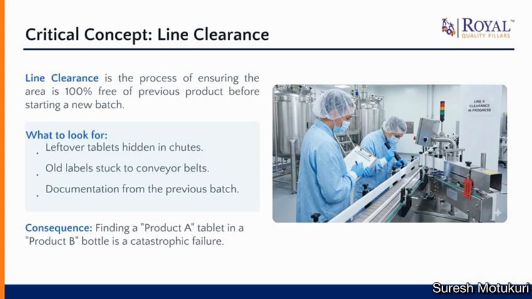Scenario. Imagine we just finished making paracetamol 500 milligrams, white tablet. Now we are switching to aspirin 100 milligrams, white tablet. If one paracetamol tablet was left stuck in a chute or under a conveyor belt and it falls into the aspirin bottle, that is a catastrophe. A patient allergic to paracetamol could die. The rule: the line must be 100% empty. No paper, no product, no trash from the previous batch. Look in the hidden spots.